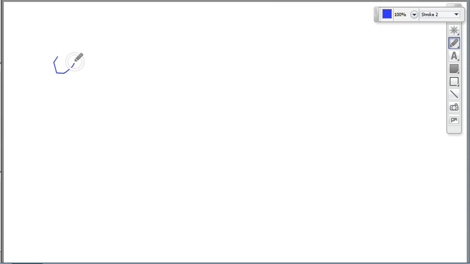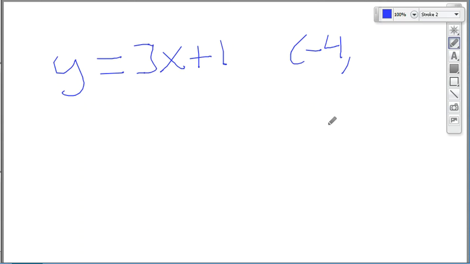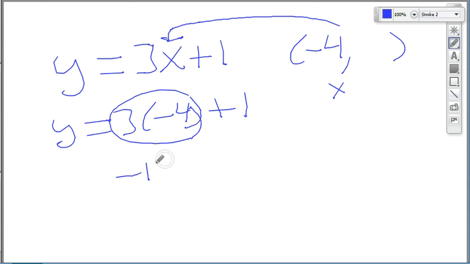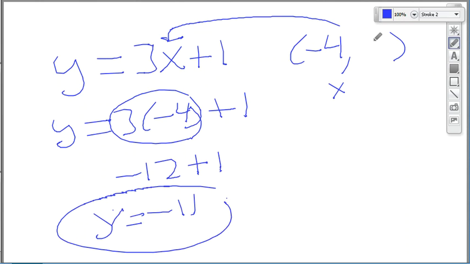What about if I tell you that your x is negative 4? Can you tell me what the y is if the x is negative 4? Well, yeah, that's easy. All we have to do is plug negative 4 in for the x in the equation, and we can solve for the y. 3 times negative 4 is negative 12. Negative 12 plus 1 is negative 11. So when we let our x be negative 4, our y equals negative 11.